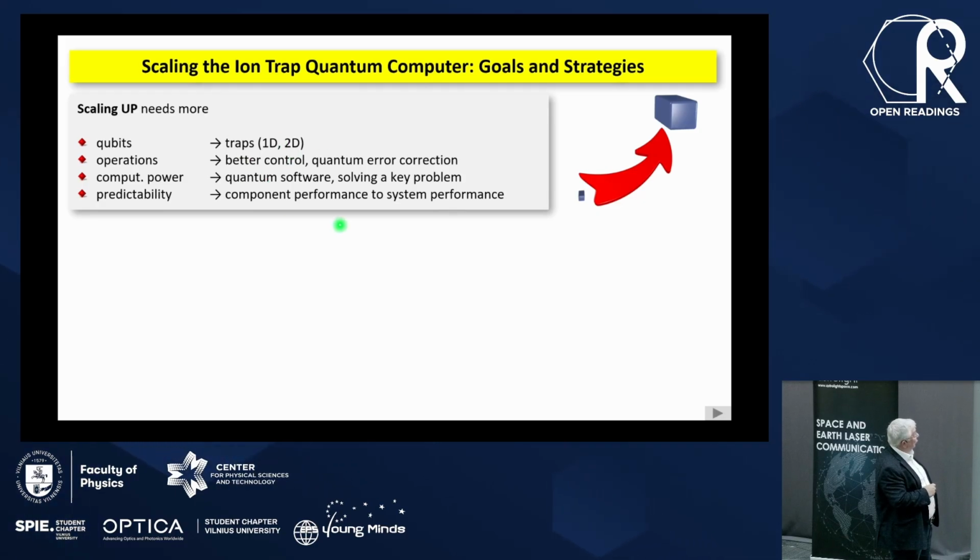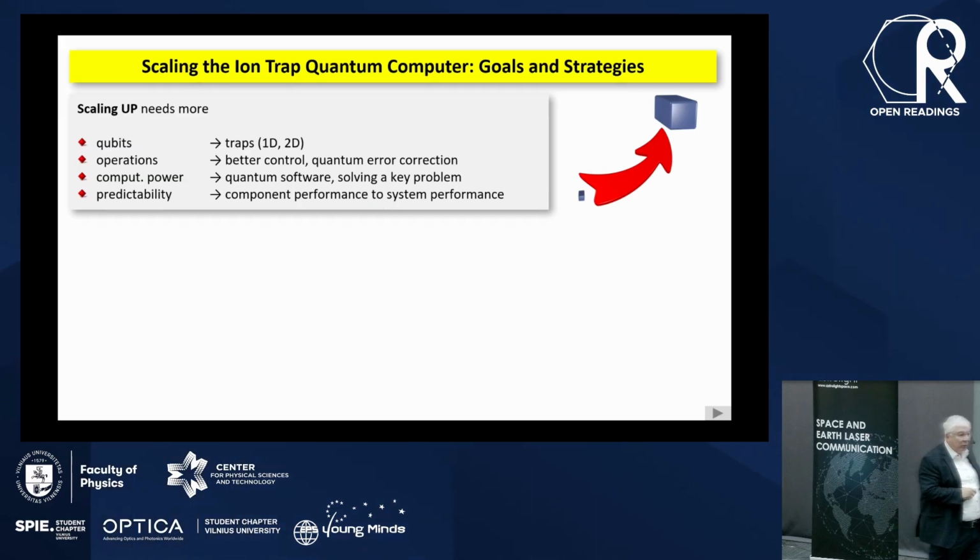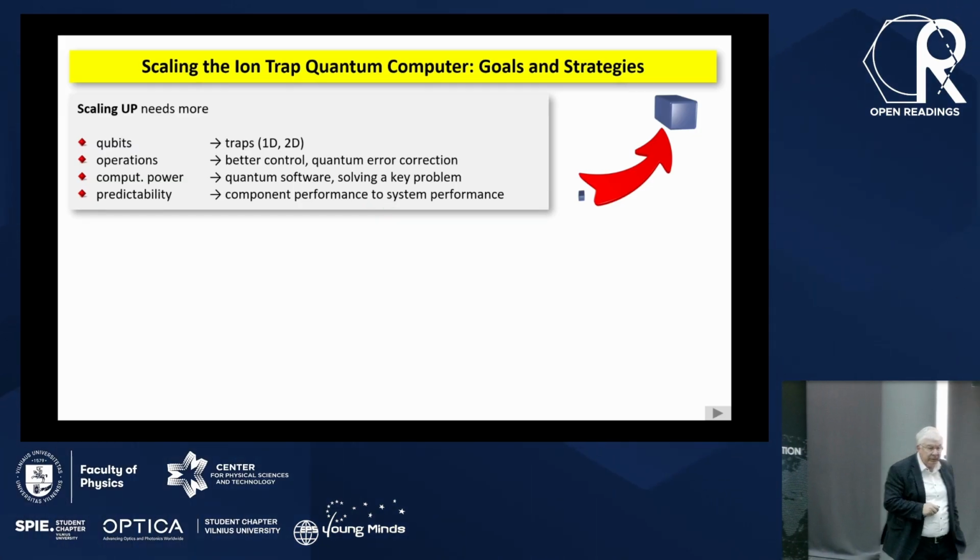We need better control, we need more operations in order to do some quantum error correction. We need the computational power. This is actually software that's necessary. We need to know what is actually a key problem to be solved.